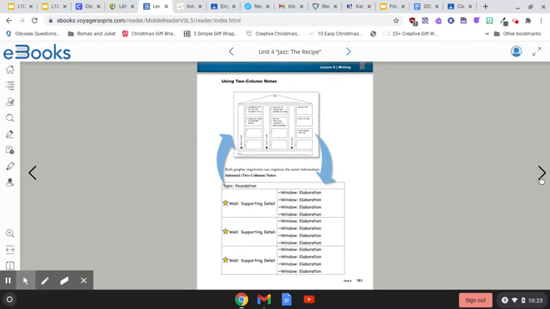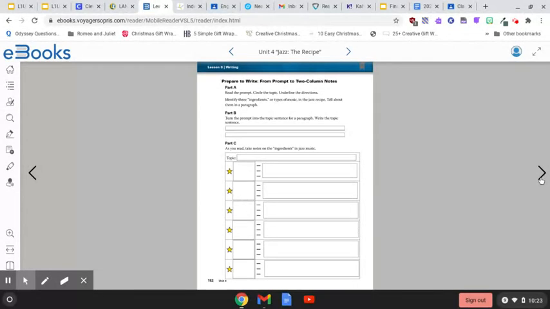Now let's look at page 152. Before you begin reading, you need to have a clear understanding of your writing topic and focus. This will help you organize your thoughts and take better notes. So let's look at our prompt.